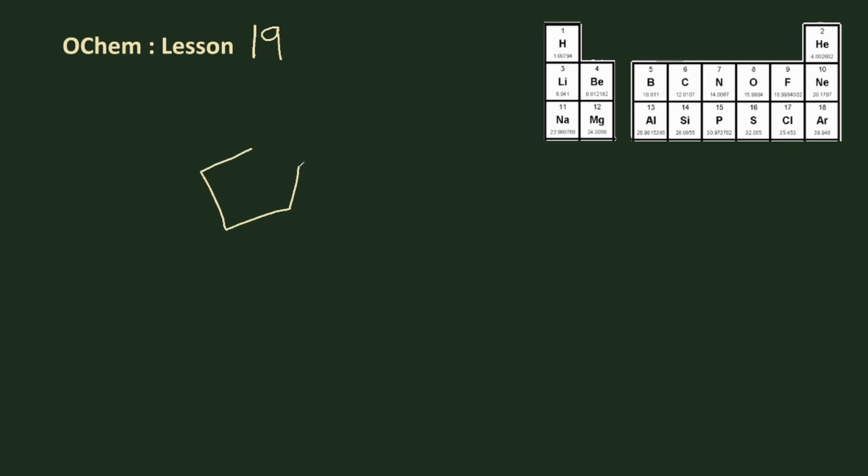What if I do this? That's a cyclo. How do I know? Because it's in a cycle. I think you get it. So this would be what? 1, 2, 3, 4, 5. So this would be cyclopentane. Pent meaning 5, ane meaning all single bonded.